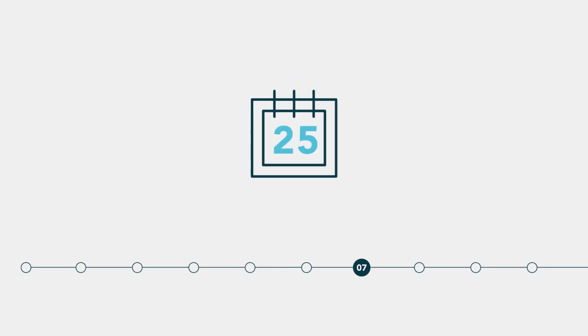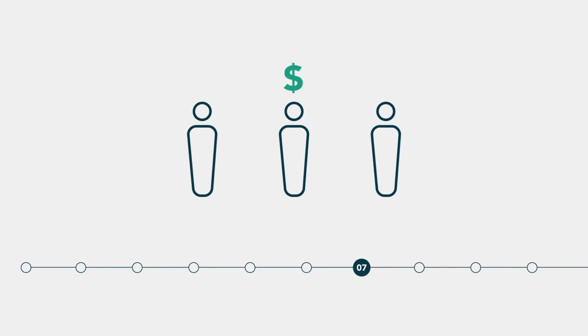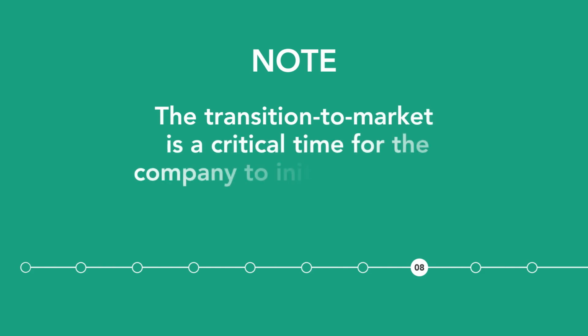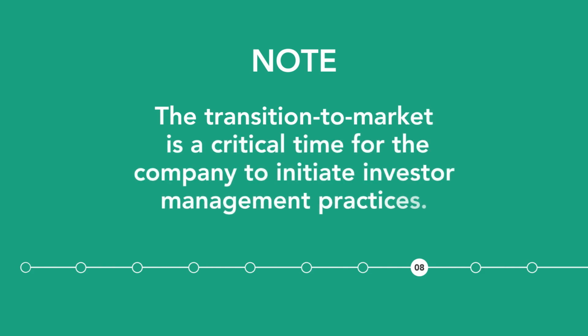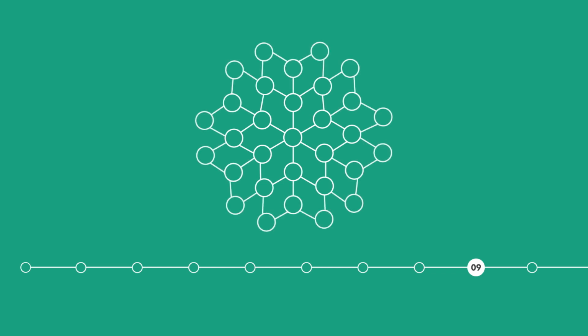25 days after the IPO, the transition to market takes place, signaling investors to transition to market information rather than mandated disclosures to understand share value. The transition to market is a critical time for the company to initiate investor management practices. Once public, the company faces a new challenge, managing its shareholders, and must be prepared to understand and engage them. For the first time, the company must know and understand its ownership.